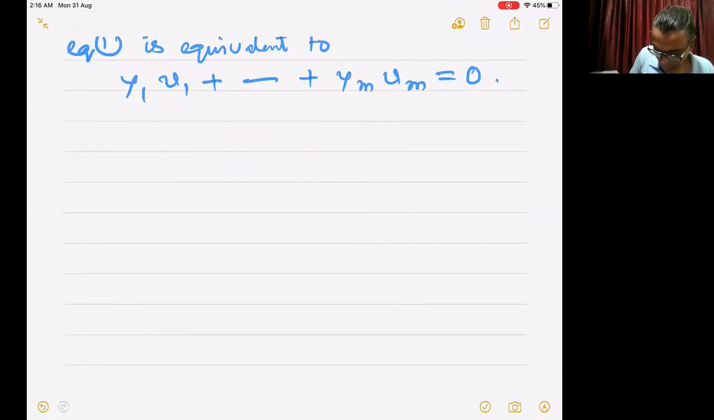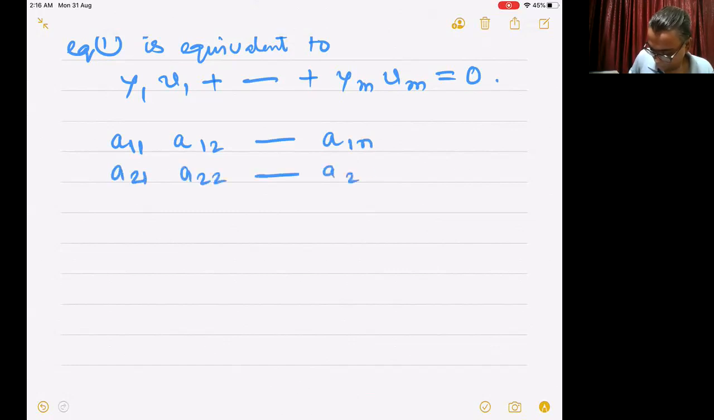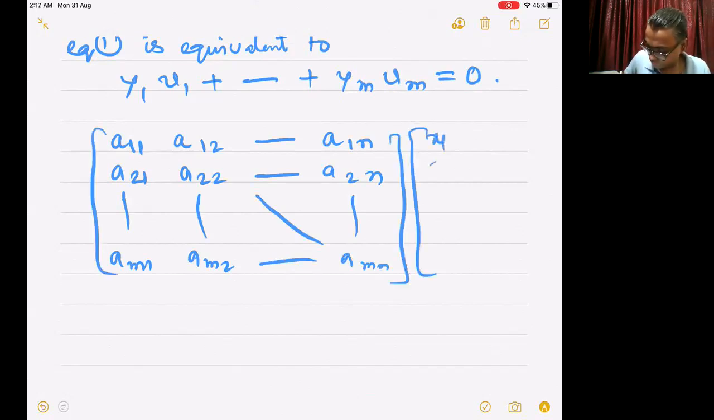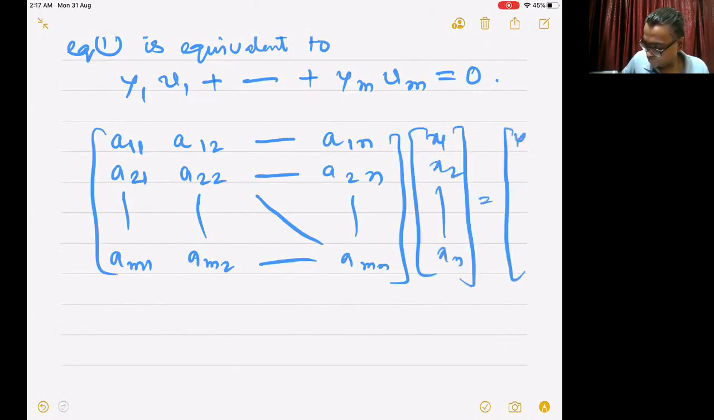Let me write the equations for y1 to ym, all of them together in a matrix form. A11, A12, dot dot dot, A1n, A21, A22, A2n, Am1, Am2, Amn. This is the matrix. This multiplies x1, x2, dot dot dot up to xn, that is equal to y1, y2 to ym.